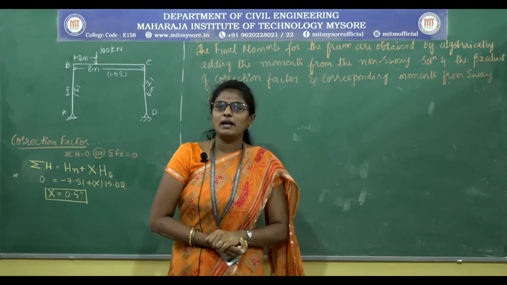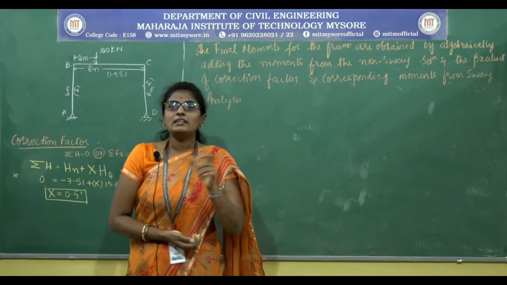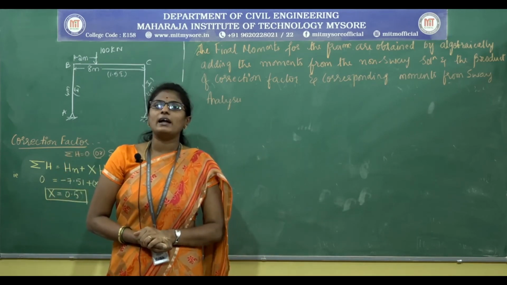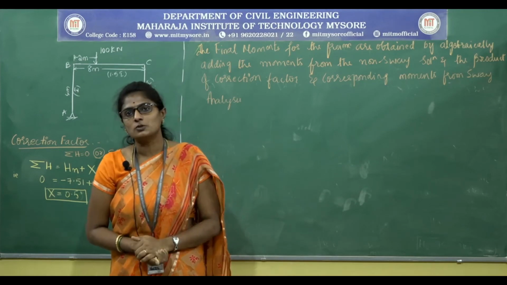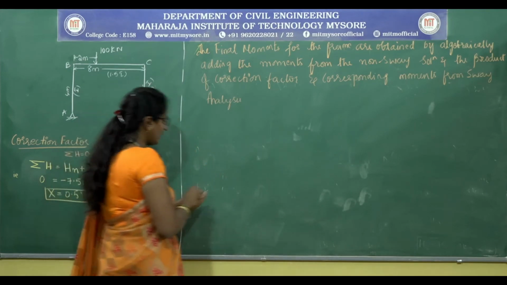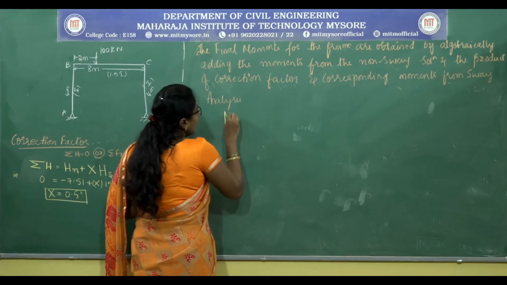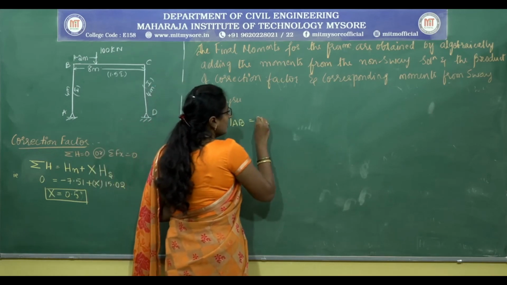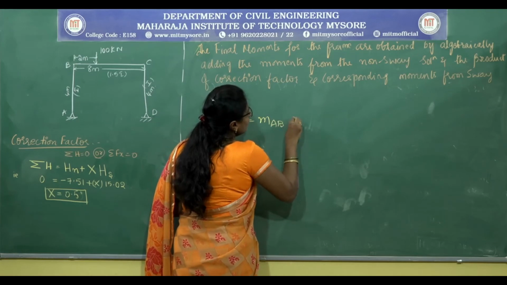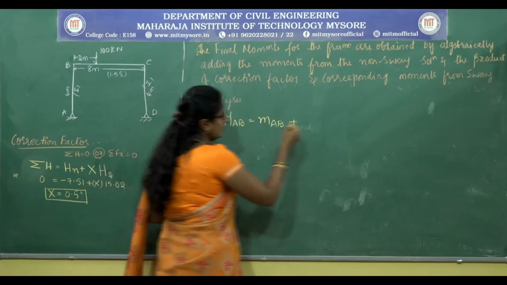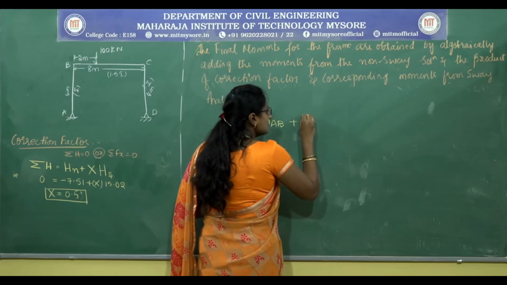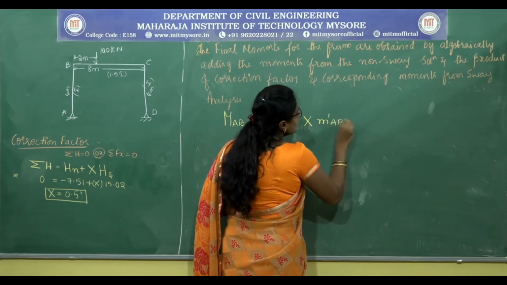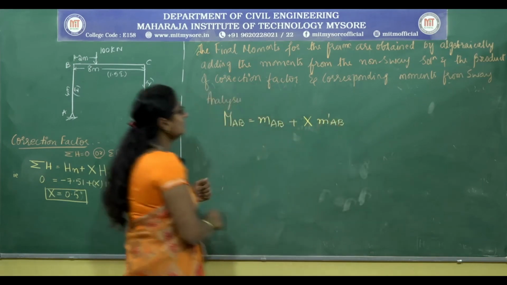The final end moment is obtained by algebraically adding the moments from the non-sway analysis and the product of the correction factor and the corresponding moment from the sway analysis. Let us consider MAB. The final end moment is equal to MAB, which is the moment obtained without considering the sway, plus X, the correction factor, times M dash AB, the moment with considering the sway.